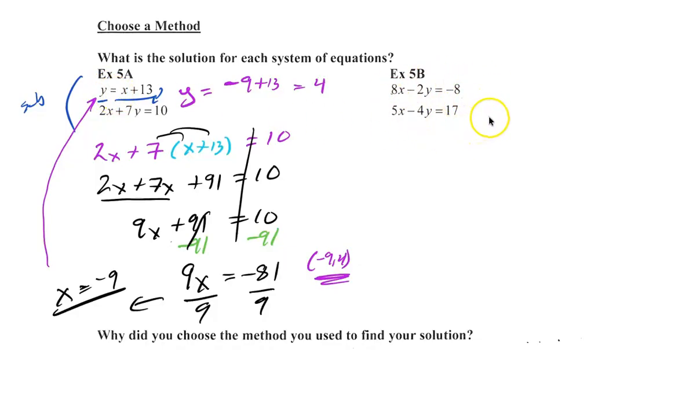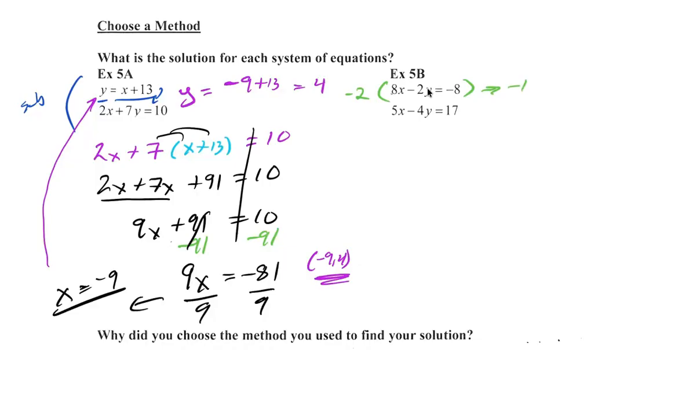I would probably do this elimination method. And what would I eliminate? The y is probably the easiest. Notice I could multiply the top here by a negative 2, and then these would be different signs but the same number. So let's do that. Multiply this top here by a negative 2.